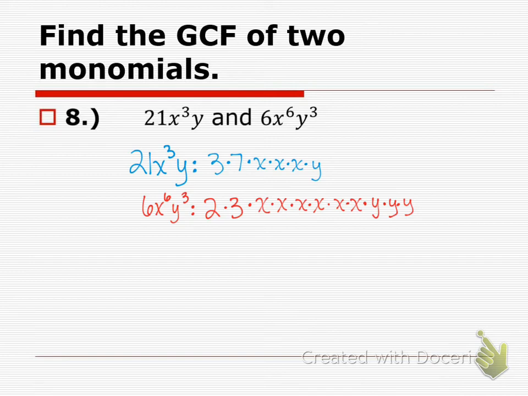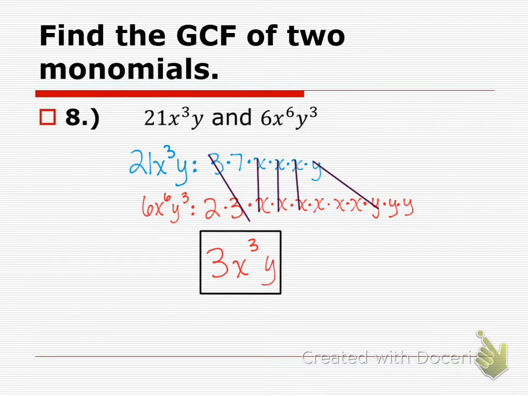Okay. After we have our prime factorizations, we're looking for matches. What do we have a match of? Match of 3's. For the matches, you only put it one time. So we would only write down one 3. What else do we have a match of? 1, 2, 3 matches of x. Okay, 3 matches of x's, so I would have x to the third power. What else do we have? 1 match of y, so 1 y. So our GCF would be 3x cubed y.